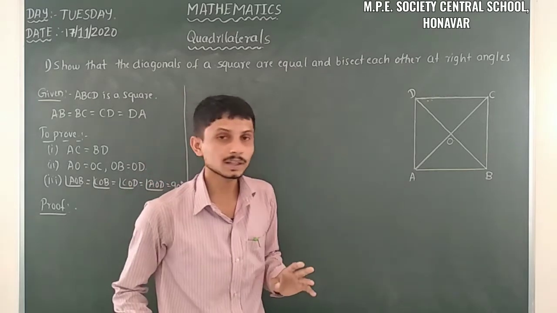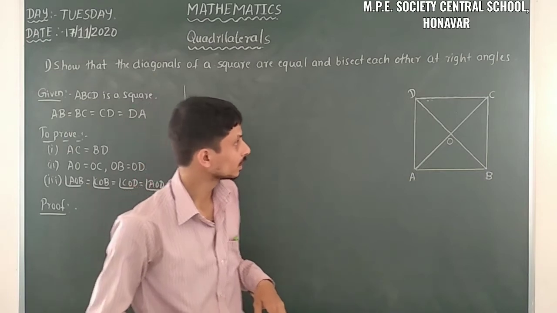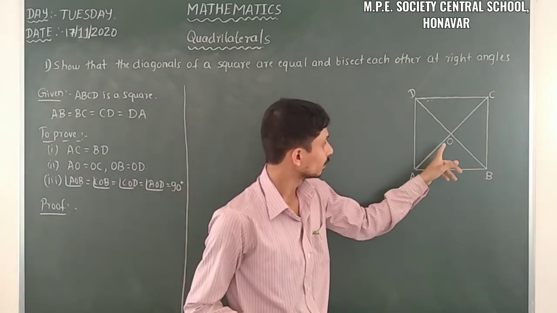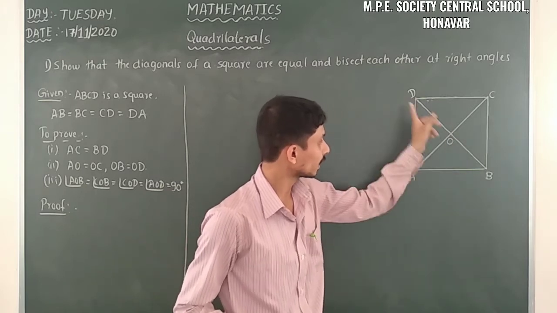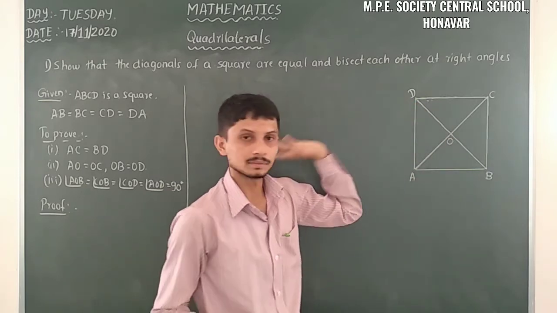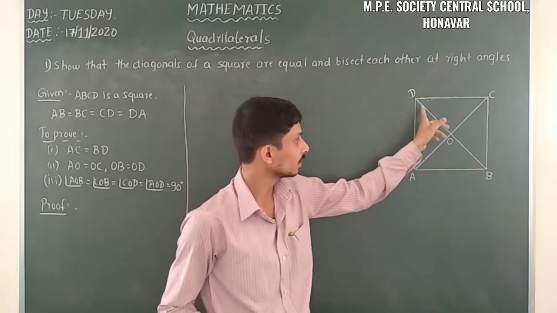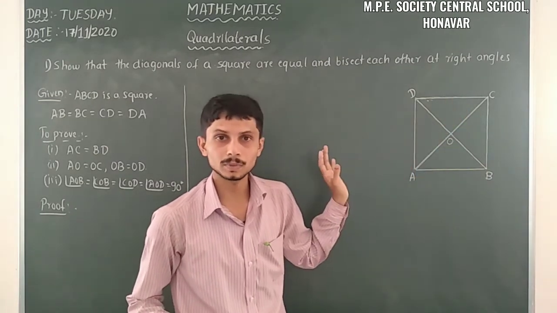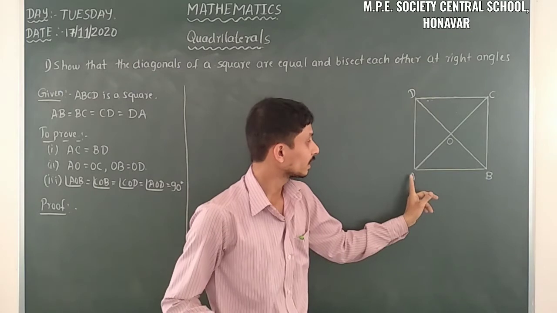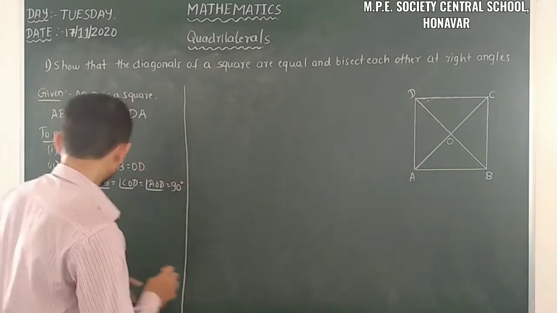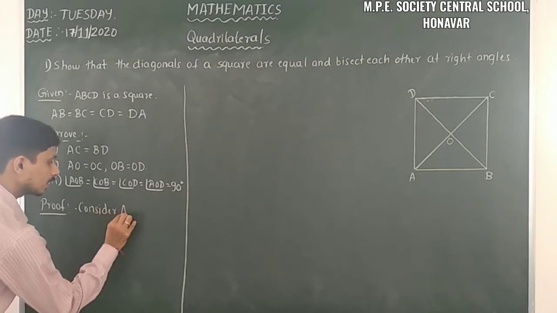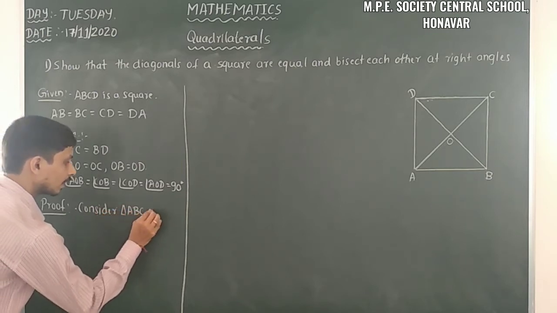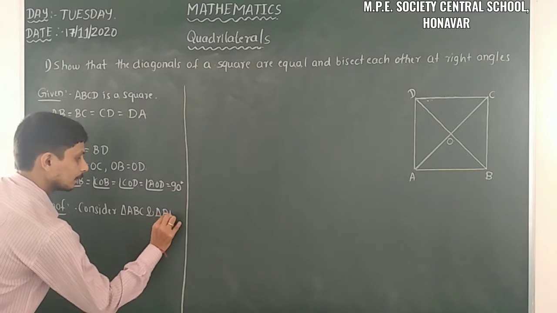Yes. So what are those two triangles? Here I will take triangle ABC and triangle ABD. Those two diagonals are part of them. That is triangle ABC and ABD. Consider triangle ABC and triangle ABD.